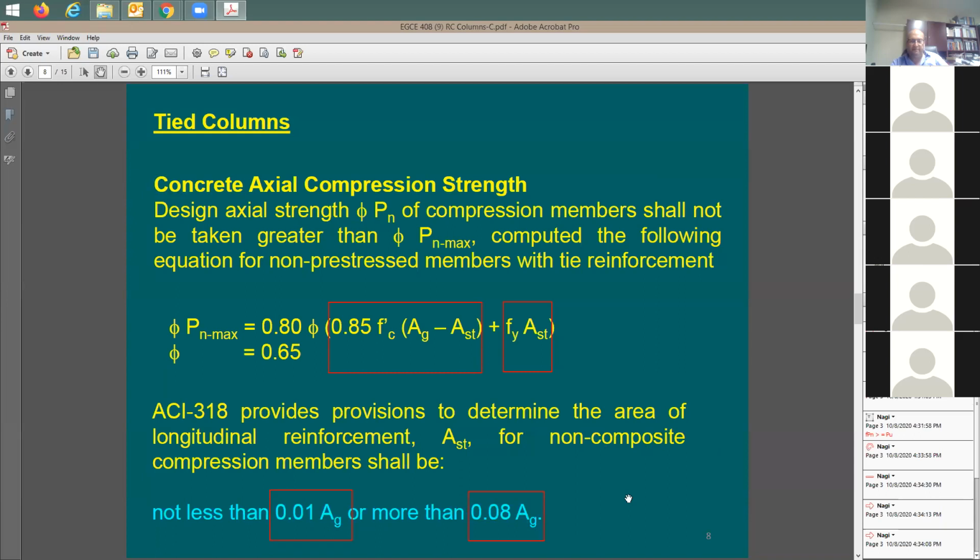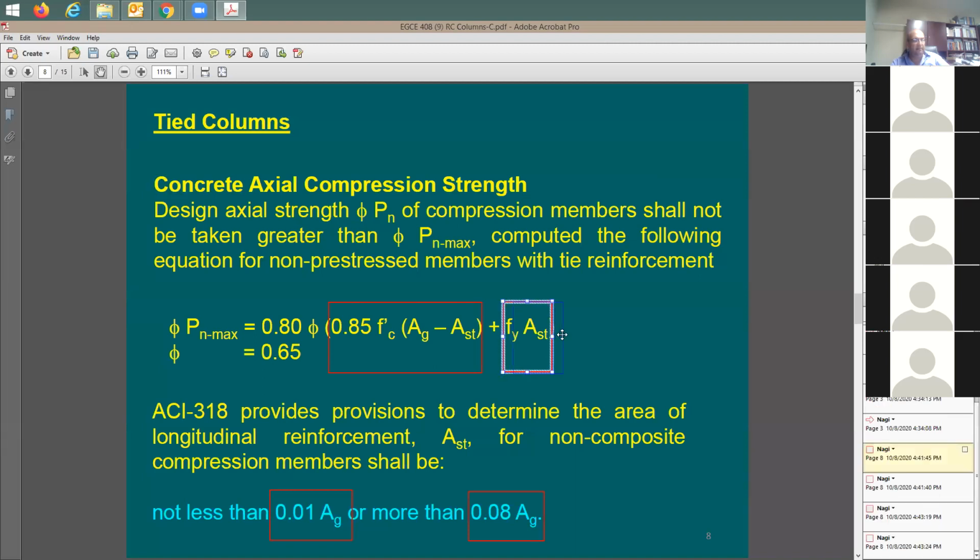Professor, the right side of the first equation, the F_y times area of steel. Could you repeat what that means in this equation? This here is the steel contribution to the strength. So I'm going to say steel compressive strength.